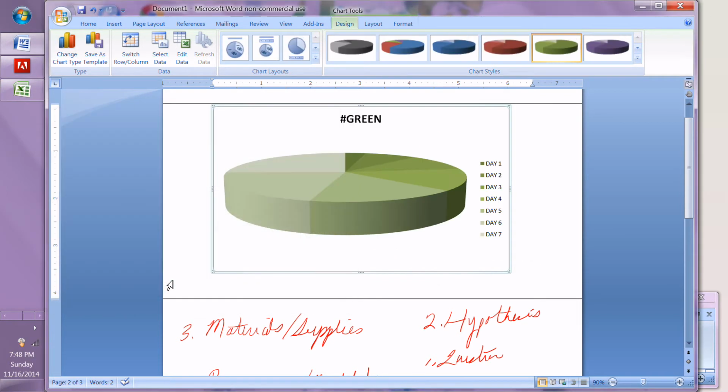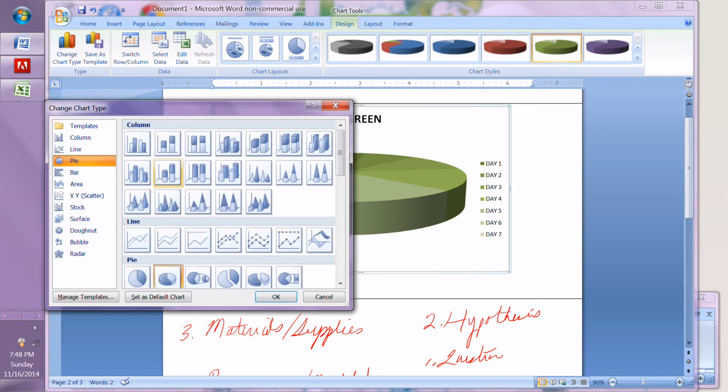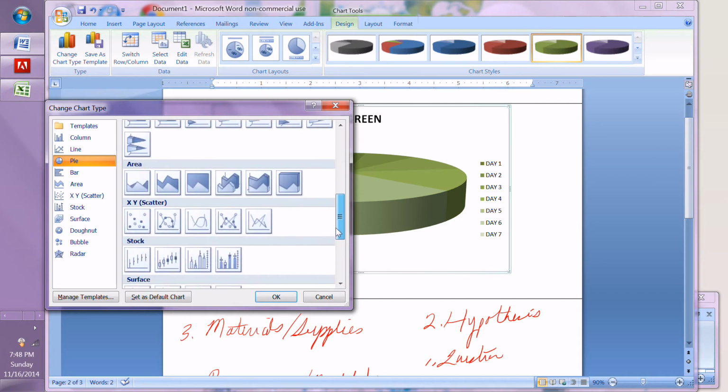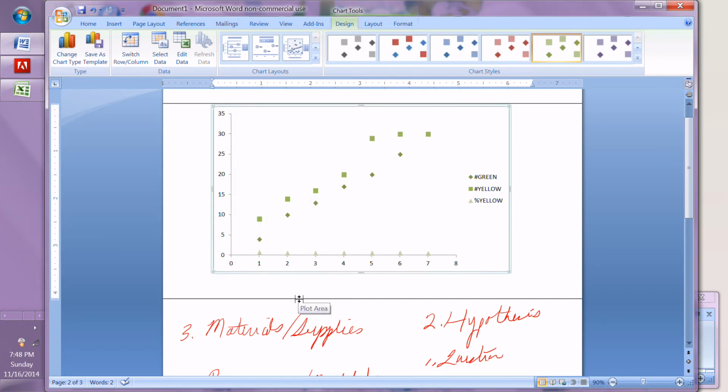You can also do a pie chart. That doesn't really tell us anything, I don't think. So pick the chart that you think best represents your data. Here's a scatter chart. And remember, our percents are less than 1, and that's why they're hanging around down here.